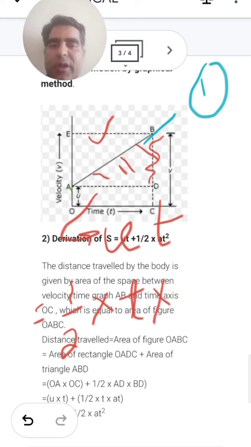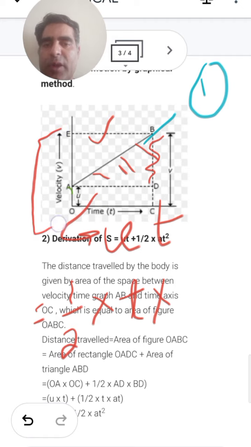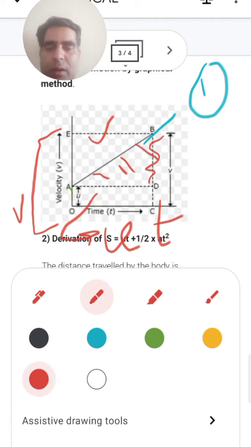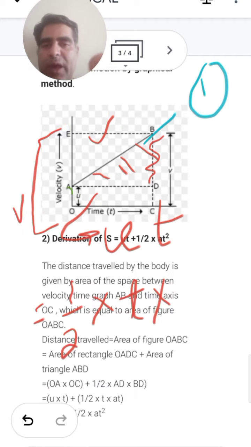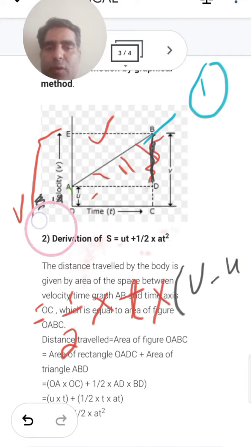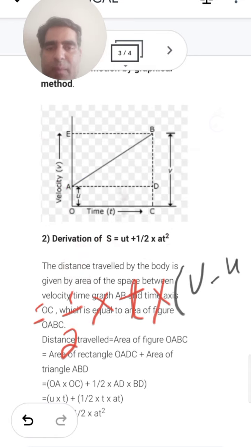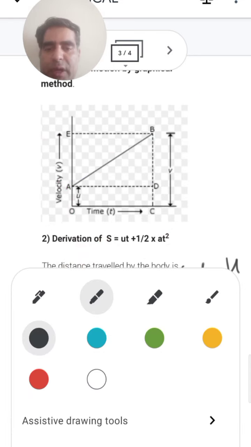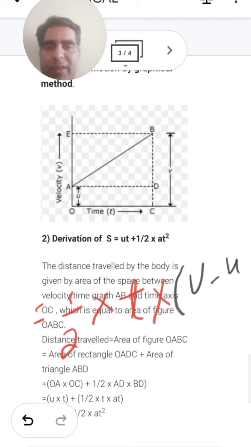BD, and we know that the value of BD, from here to here it is V, and from this V you have deducted the value of U, so this BD will be V minus U. If we clearly see the diagram, the area of this one is U into T. This one is the area which we got from here. This one is U into T, OA into OC.